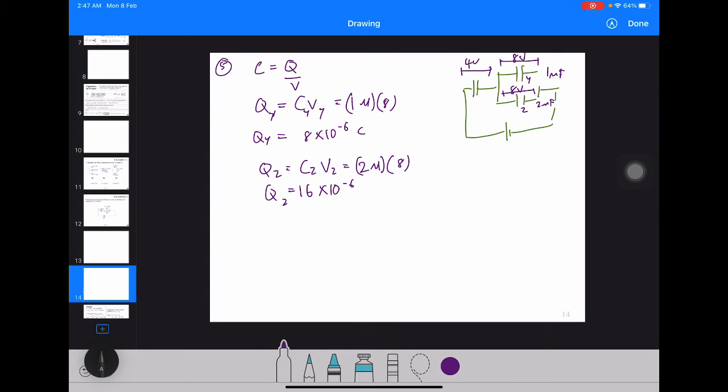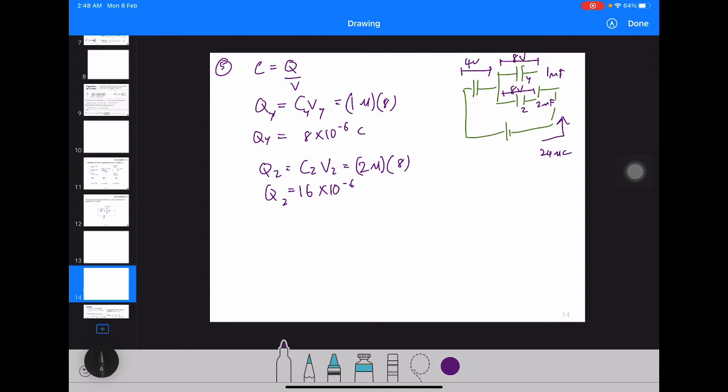You can see that if I add up 8 plus 16, I will get 24, which is equivalent to the total charges coming into this direction. So it makes sense actually in that regard, because you can imagine 24 microcoulomb coming in this direction, separating into 2 parts. One is 8 microcoulomb, the other one is 16, and then they combine back again, the total is 24. It goes to the next one, that's why at X it is 24 microcoulomb.